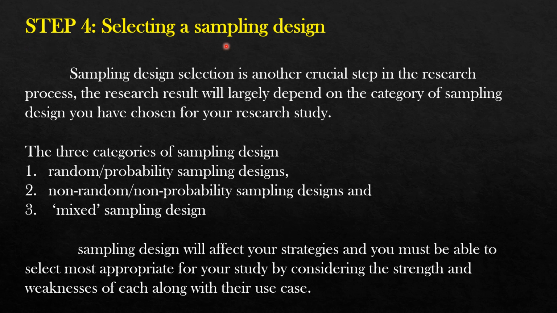Step 4. Selecting a sampling design. Sampling design selection is another crucial step in the research process. The research result will largely depend on the category of sampling design you have chosen for your research study.